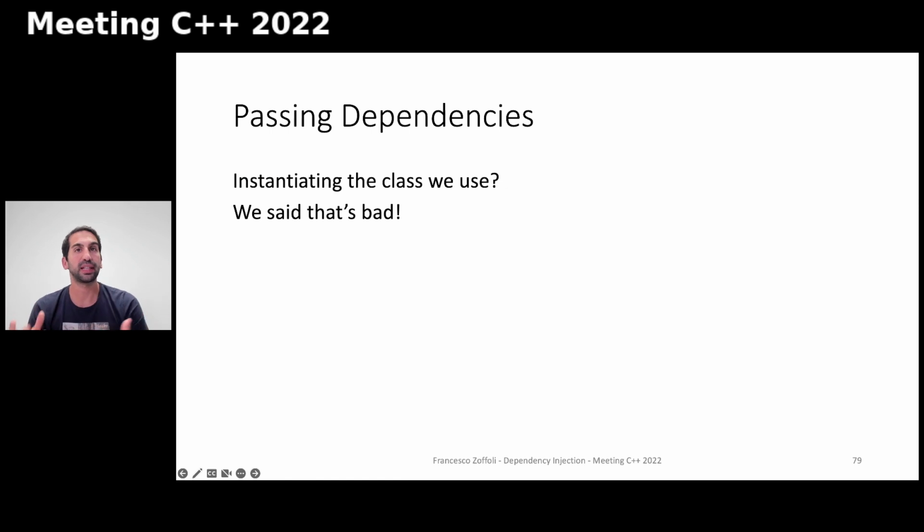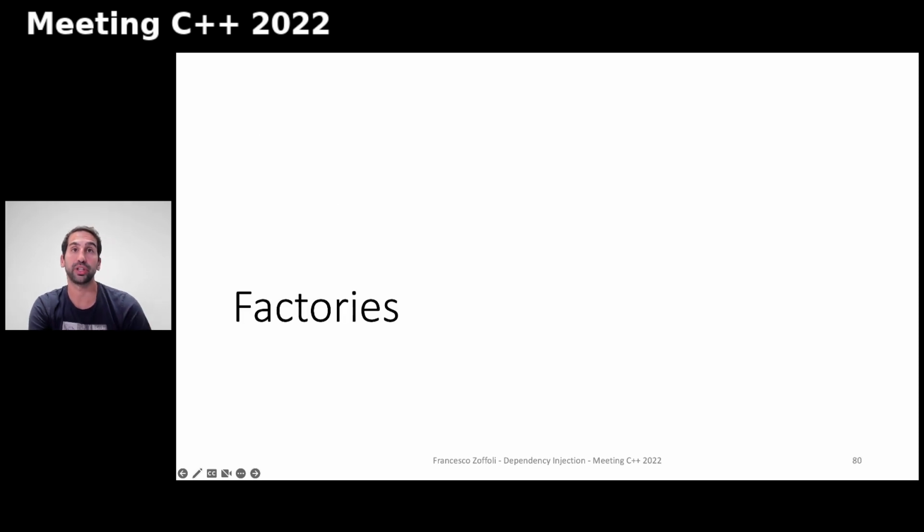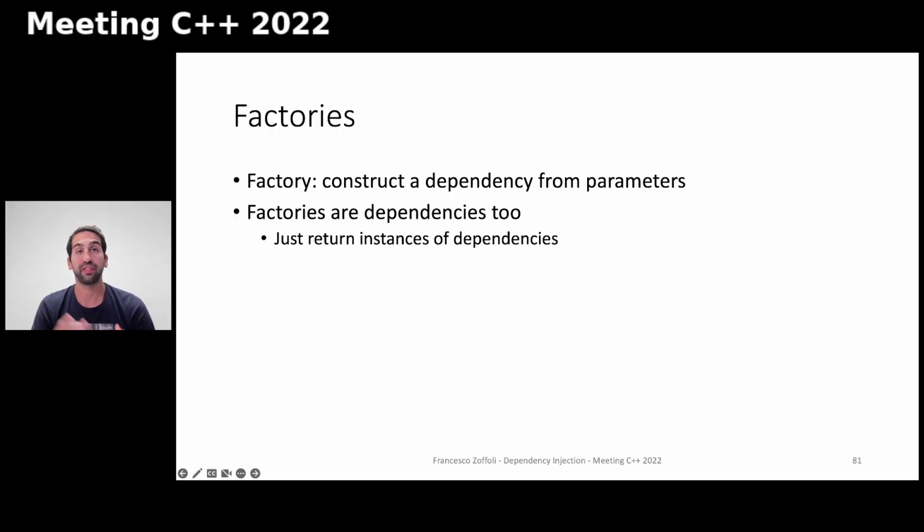But we said that we don't want to instantiate classes, because then it means that we are programming against the concrete type instead of the interface that we are working with. So for that, we can solve this using factories. A factory fundamentally is still a dependency. It's just a function which, from some parameter, constructs a dependency. And factories are also dependencies.